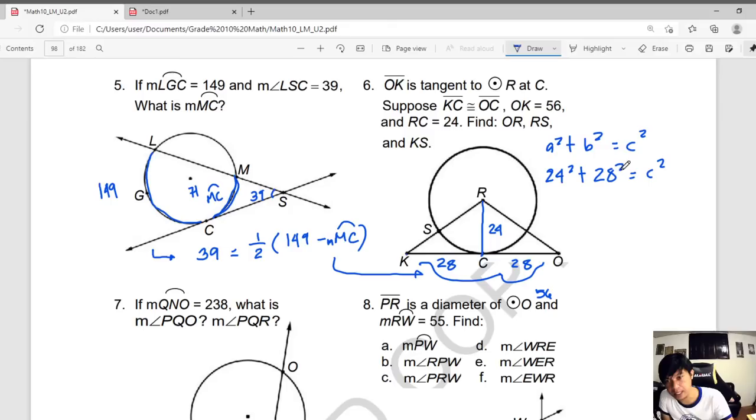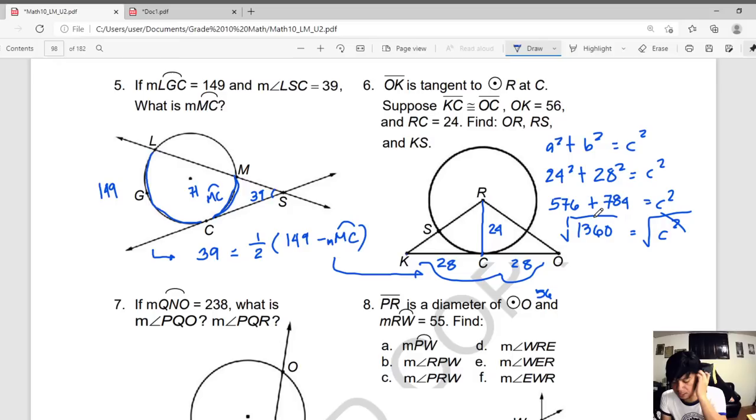So, 24 squared is 576. 576 plus what is 28 squared? 784 is equal to c squared. Plus natin dalawa, 576. Okay, 1360. Get the square root of that one kasi yung c squared natin is may square root. So the square root of that one is 36.